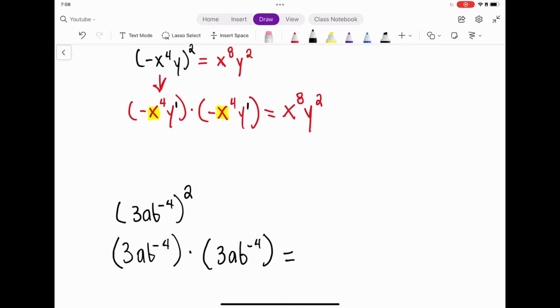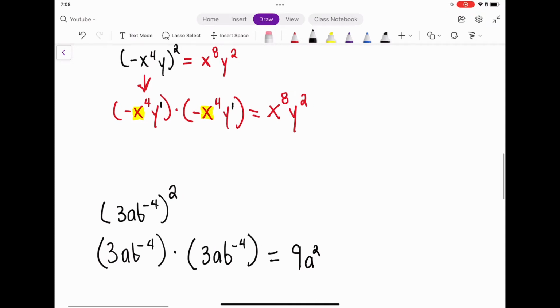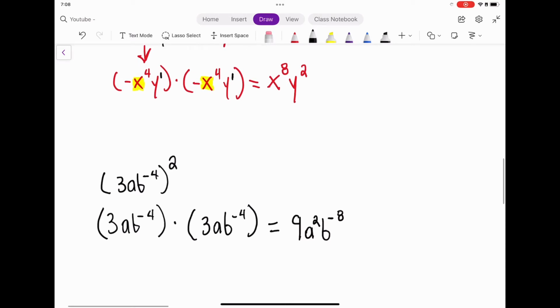And that's going to give us 9, right? That's the same thing as 3 squared, to the second power. Then we multiply a times a, which gives us a to the second power, right? And then b to the negative fourth times b to the negative fourth gives us b to the negative 8. We added our exponents. However, with the properties of exponents, we can't have a negative exponent. So there's an issue with b to the negative 8th power.